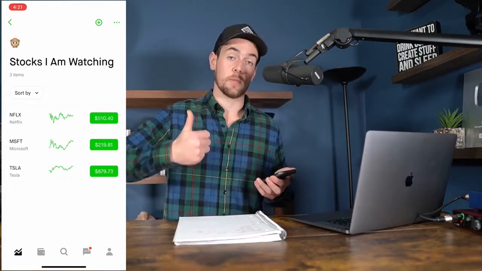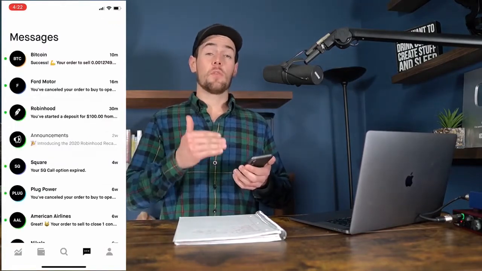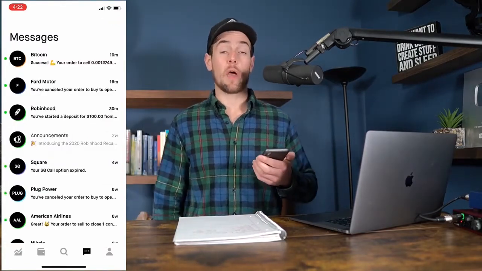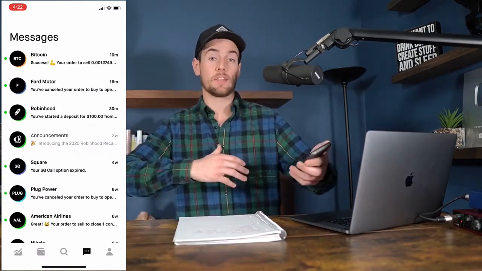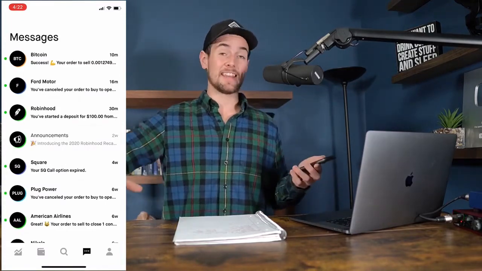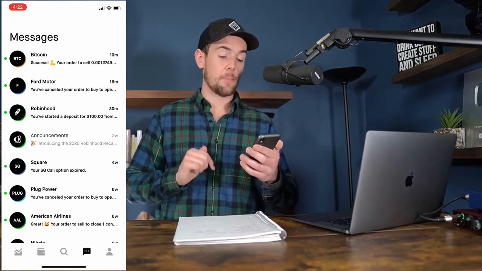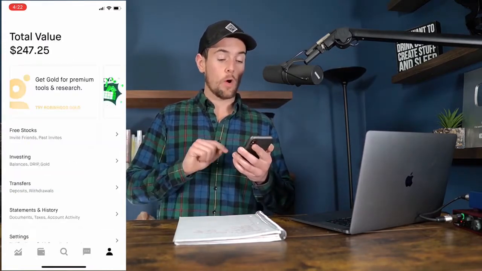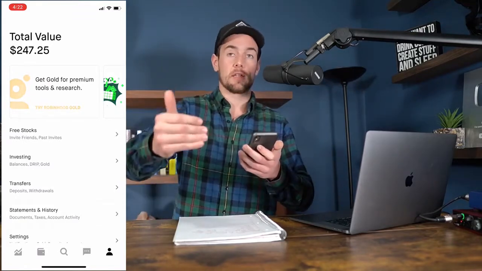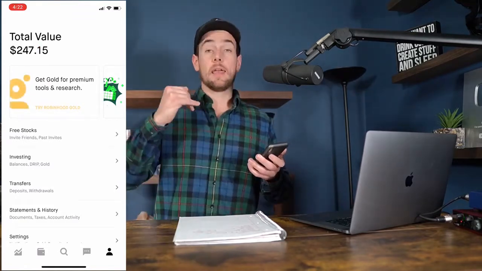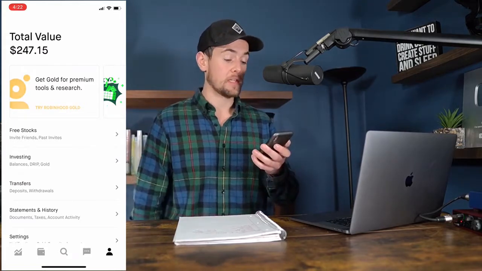Now, also, guys, you will find this messages tab here on Robinhood, which is just giving you notifications. So when you sell or buy a stock or earn a dividend or anything like that, it's going to show up over here on the messages tab. And then finally, all the way to the right, where you have the person icon is going to be your settings. In here, you can invite friends if you want to earn more free stocks.